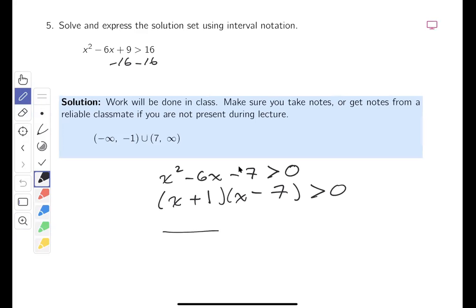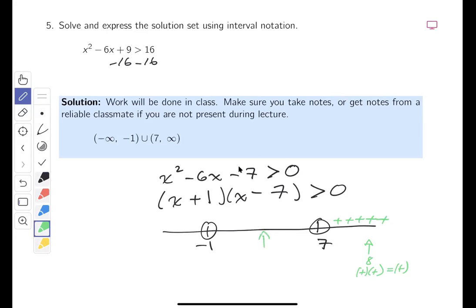What goes in the number line? The zeros of those factors. Well, x plus 1 becomes 0 at minus 1, and x minus 7 becomes 0 at 7. What are you going to do now? Test points, right? And you might get really fast when you start to try this. What's a good test point after 7? 8. Plug it in, what would you get? A positive times a positive, which is a positive. This entire interval is positive.